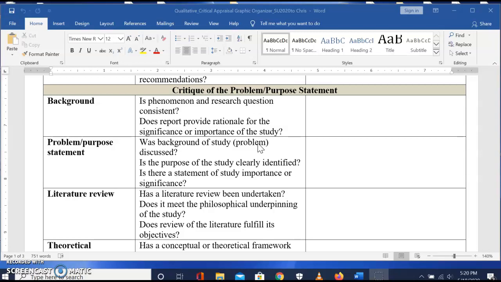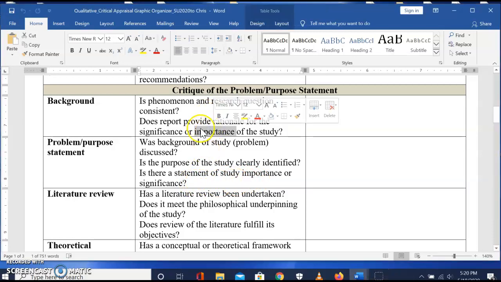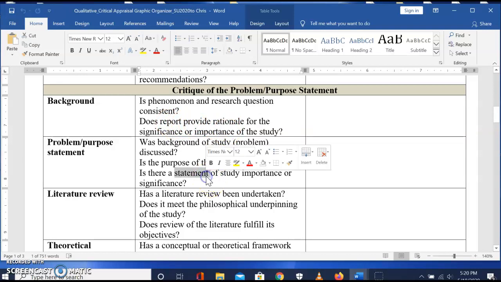We want to see a purpose statement. And here again, you're seeing, is there a statement of study importance or significance? And that's kind of similar to this one up here. You have importance of the study, but really we're asking, does the article provide rationale to support the importance of the study? And down here, we're asking, is there just a statement of significance from the research article, from the research authors themselves?